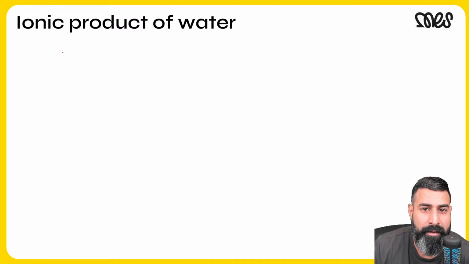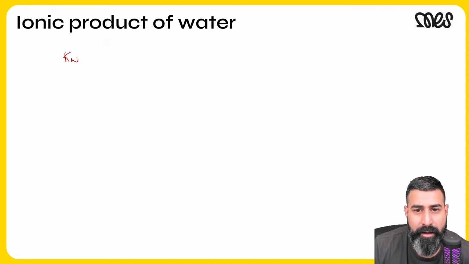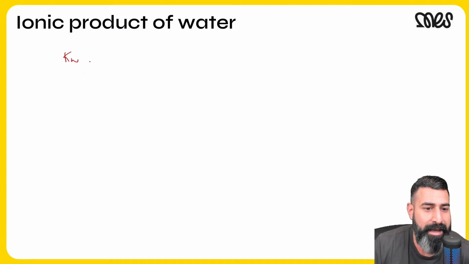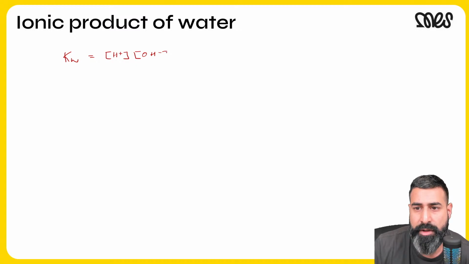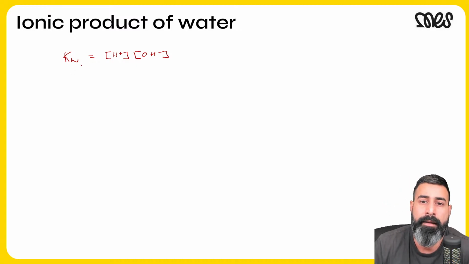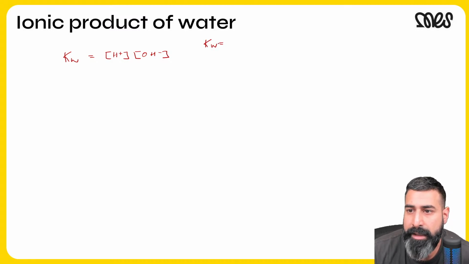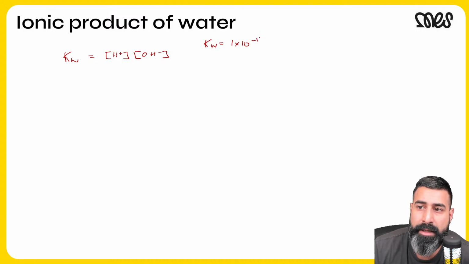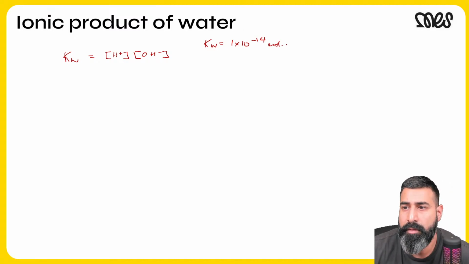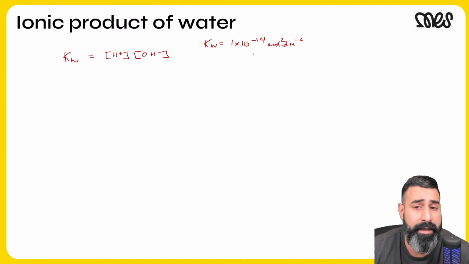Okay. Let's think back. So the ionic product of water is Kw, which was 1 times 10 to the power of minus 14. Okay, we'll think about that in a sec. So Kw is equal to the concentration of H plus ions multiplied, hence product, by the concentration of hydroxide ions. Okay, now, good save. Kw is equal to 1 times 10 to the minus 14 moles squared dm to the minus 6 at 25 degrees C.